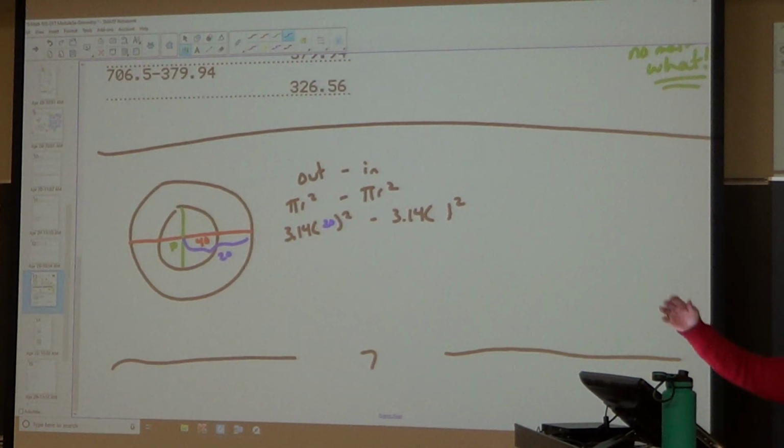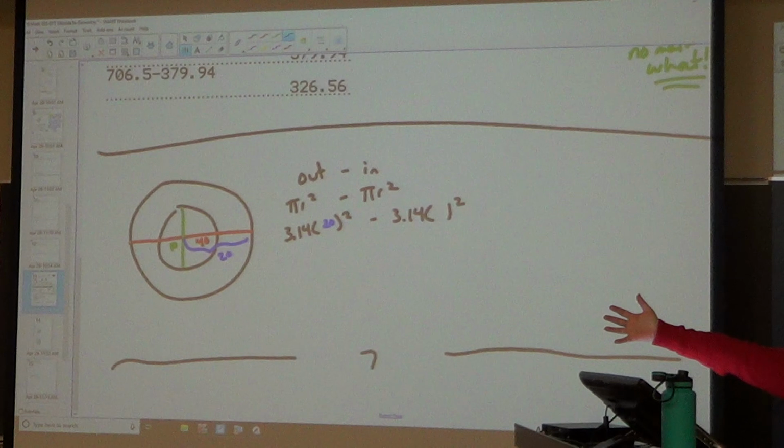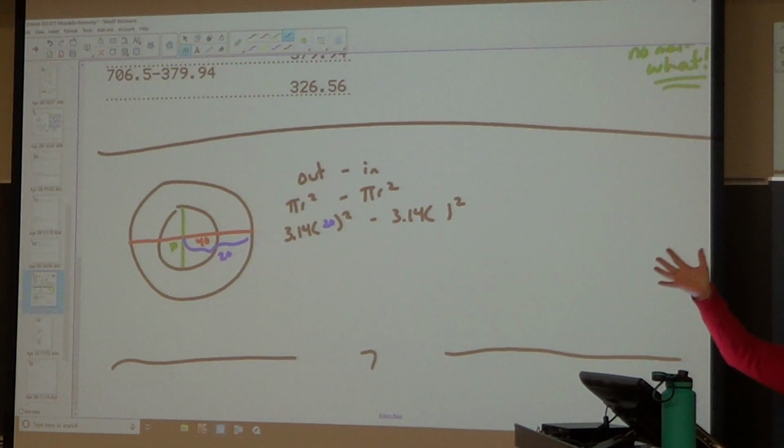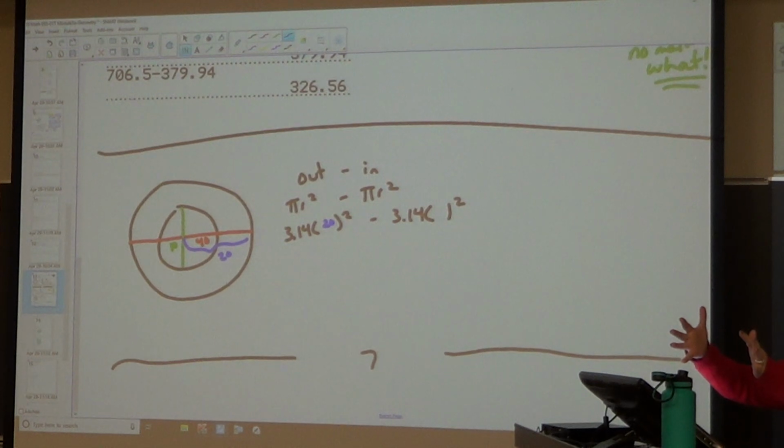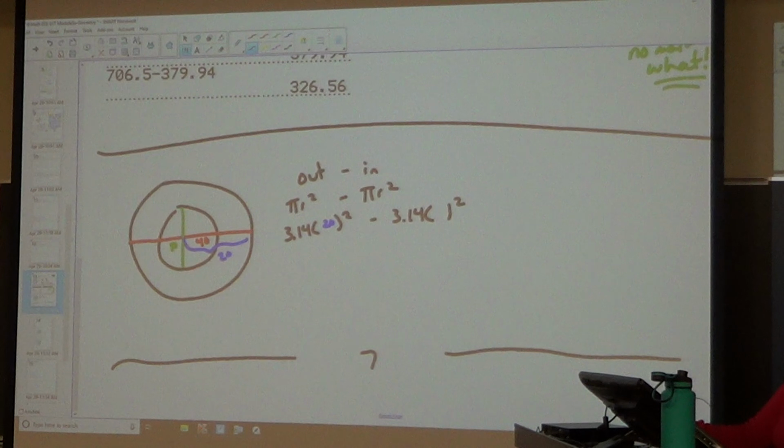This time I gave you the diameter of the circle. I need to know the radius of the circle, which is going to be 20. Now, what is going to be my radius of the inside circle? That 20 come from half of?